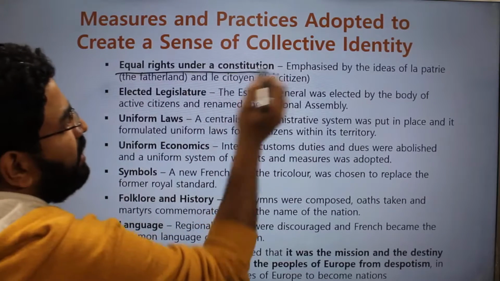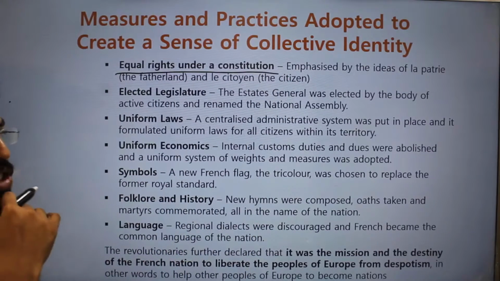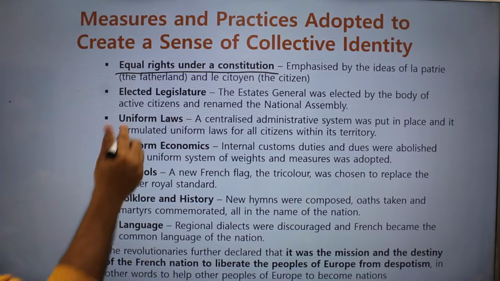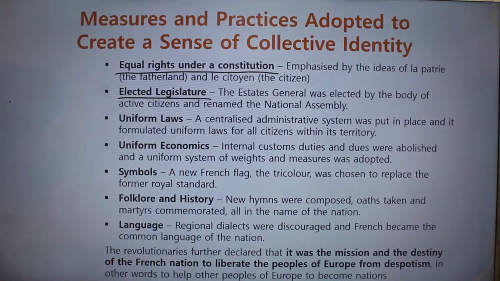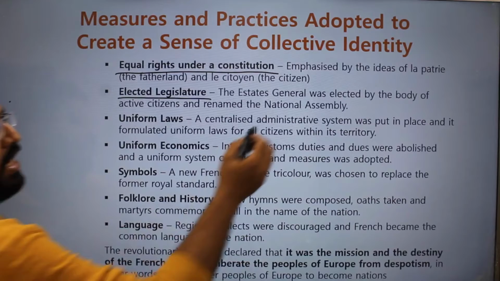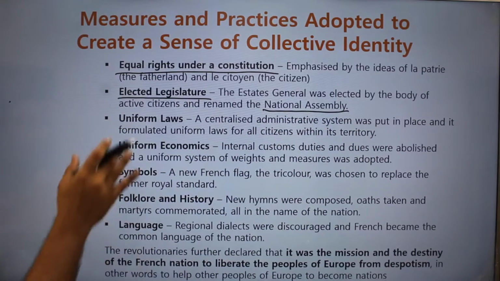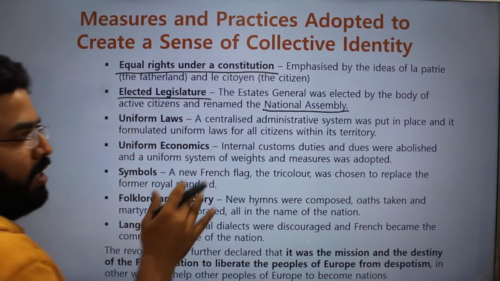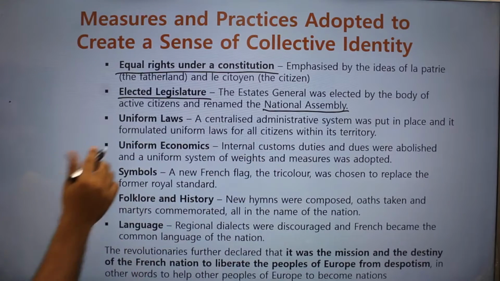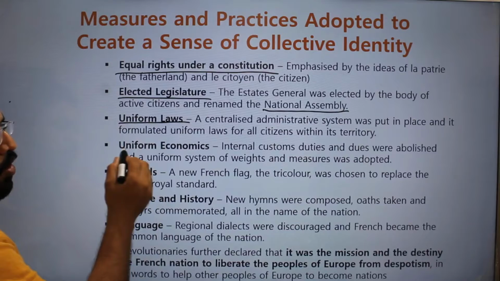Equal rights under a constitution, so the idea of a constitution was introduced here. Then an elected legislature was introduced, so a national assembly was there, and elected individuals were given an opportunity to represent them. Then uniform laws were there, uniform economics.